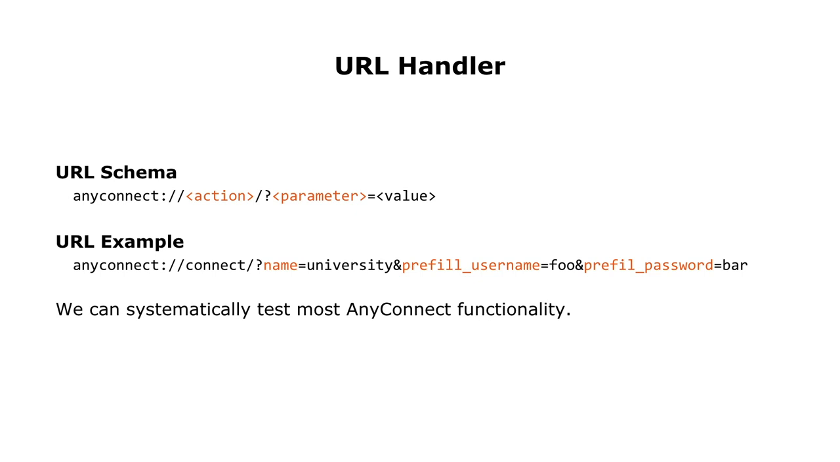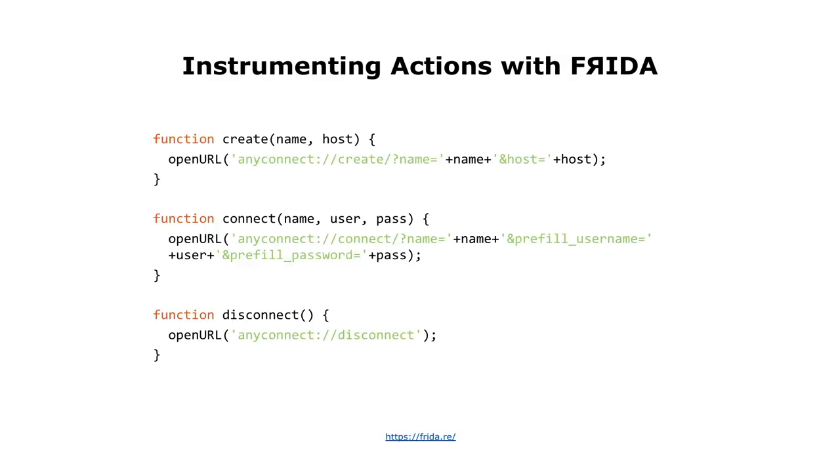This is a minimal example. New connections can be created with many more parameters. Here you can see a couple of URL calls. Using Frida, we can automate testing of URLs.